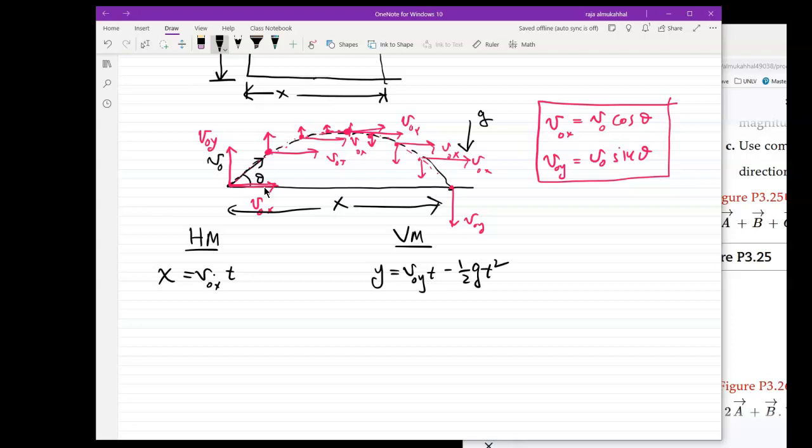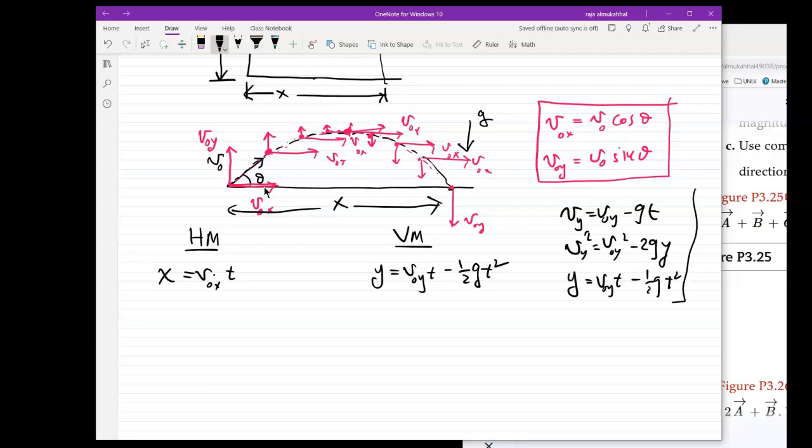Okay. I mean, there are three of them. Here they are. Vy equals V naught Y minus GT. Vy squared equals V naught Y squared minus 2GY. I hope you're familiar with them. And then we have here Y equals V naught Y T minus 1/2 GT squared. You can use whichever one you want.